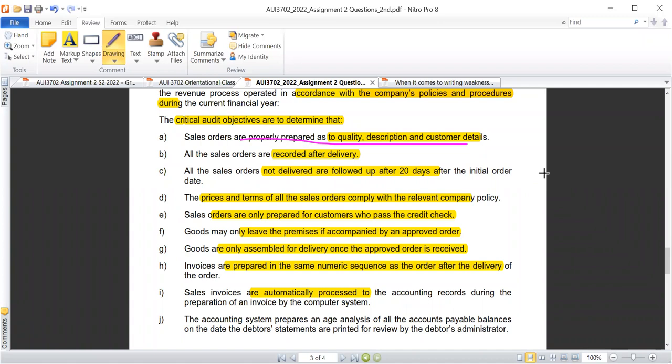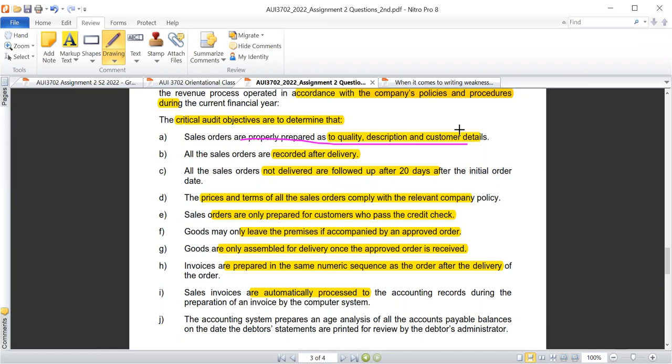Now, if an order is properly prepared, reflecting the quality of items that have been ordered by the customer, the description of the items that have been ordered, and of course, the customer details, that means that order is considered to be a valid order. But the moment this quality, description, and customer details are not reflected there, it means we have got what? An invalid order. Does it make sense, colleagues?